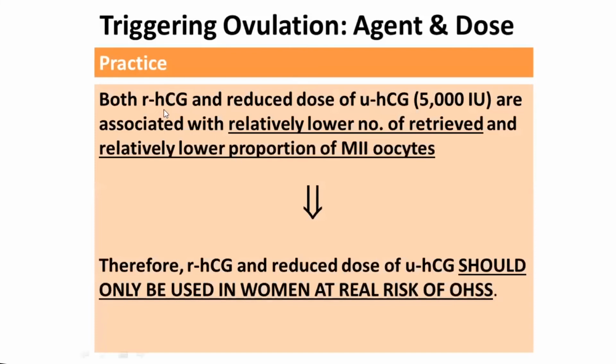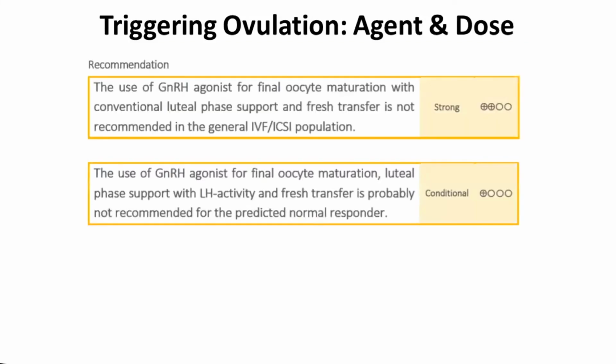Both recombinant HCG, which is the Ovitrel, and reduced dose of urinary HCG are associated with relatively lower numbers of retrieved oocytes and relatively lower proportion of mature oocytes. So it is not recommended to use the recombinant HCG or the reduced dose of urinary HCG unless you have clear, real risk of ovarian hyperstimulation. The use of GnRH agonist protocol is recommended in women at risk of ovarian hyperstimulation, but you have to be aware that fresh transfer is not recommended in such cycles.